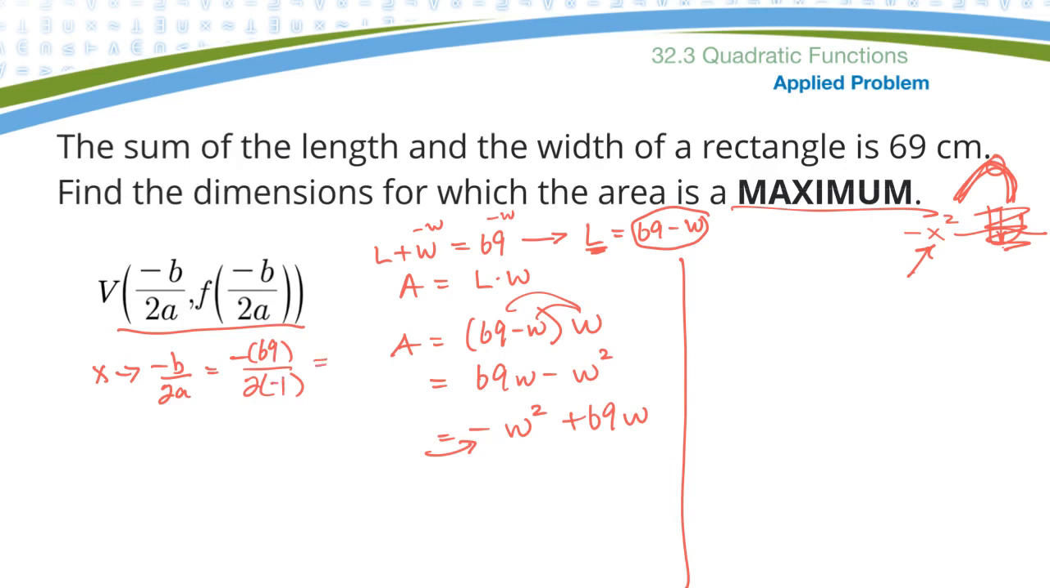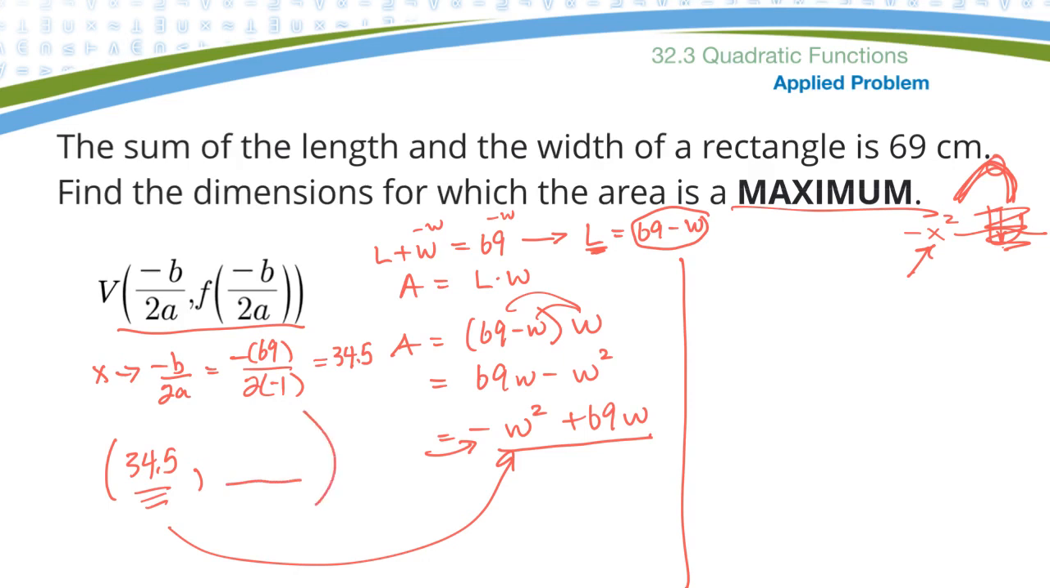So 69 divided by 2, I think is 34.5. Is that right? Yeah. And positive 34.5. So what I was solving for here is W. That means for the vertex, this 34.5, that number there, is the width of that particular rectangle. Now, if I were to proceed and figure out this next number of the vertex, this would be the area, because that's what I solved for here. That would be the area.